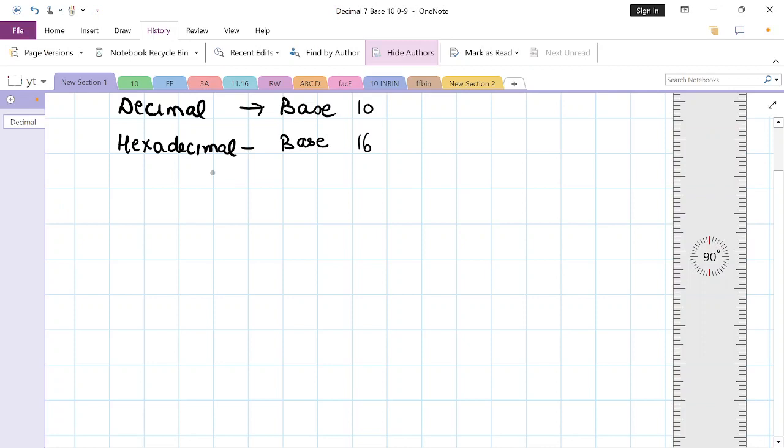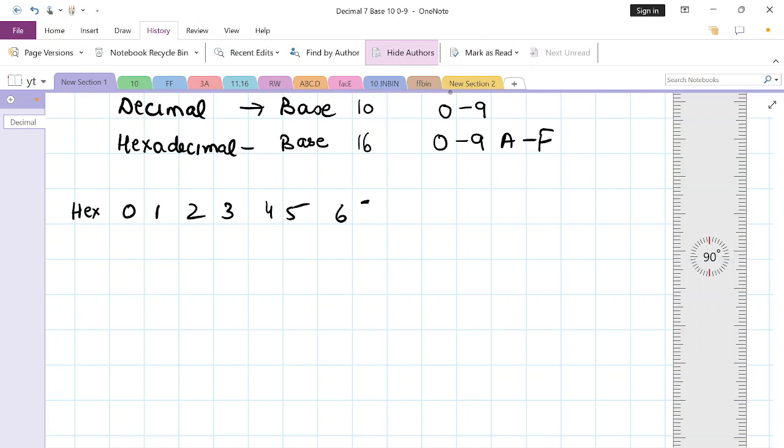Decimal number system is base 10 number system and it has values from 0 to 9. Hexadecimal number system is base 16 and it has values from 0 to 9 and A to F. So it has got 16 total characters. So 0, 1, 2, 3, 4, 5, 6, 7, 8, 9. Then we say A, B, C, D, E, F. So this is the sequence of our hex digits.